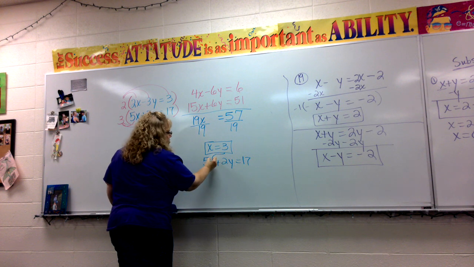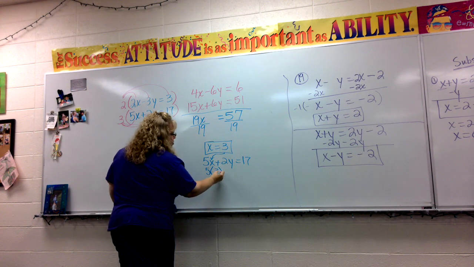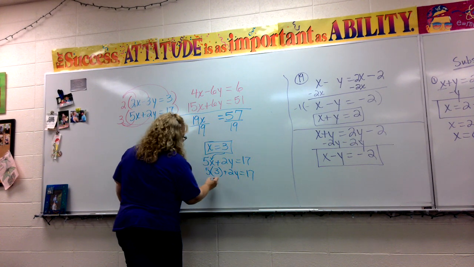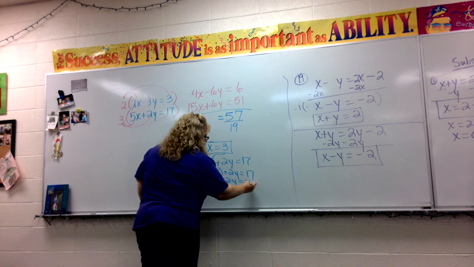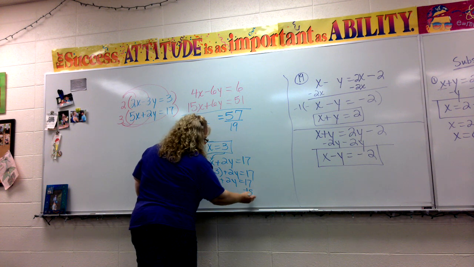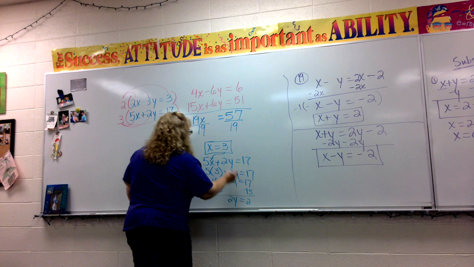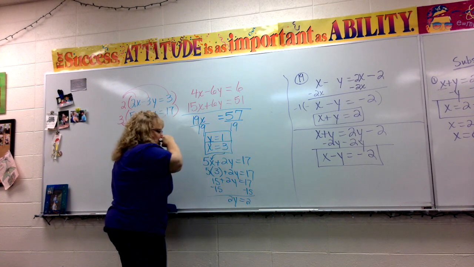So 5 times x, but x is 3. What am I going to get? 15 plus 2y, minus 15. Looks like I get 2y equals 2. So what's y? 1, I think.